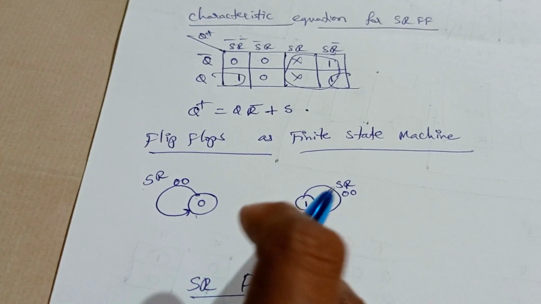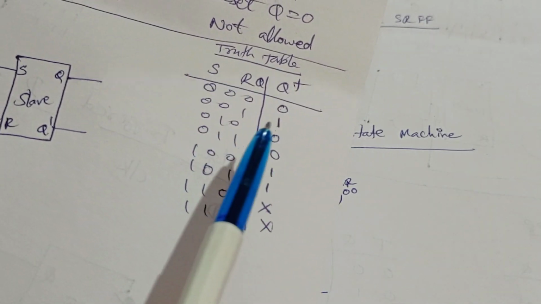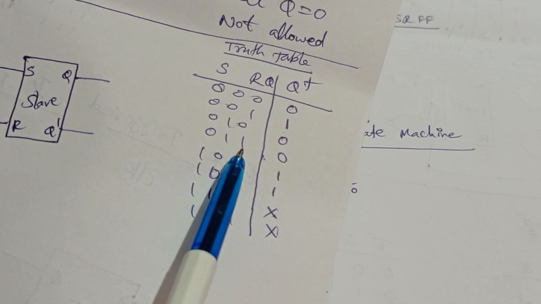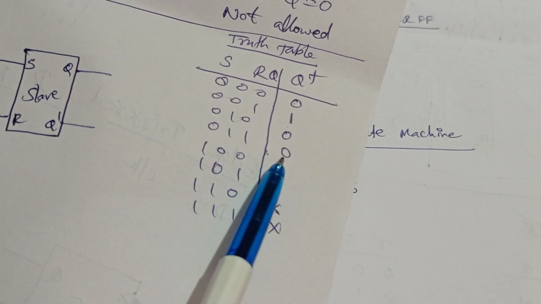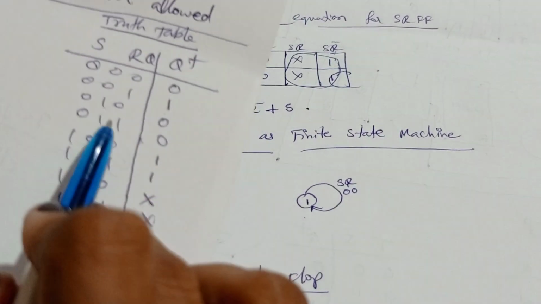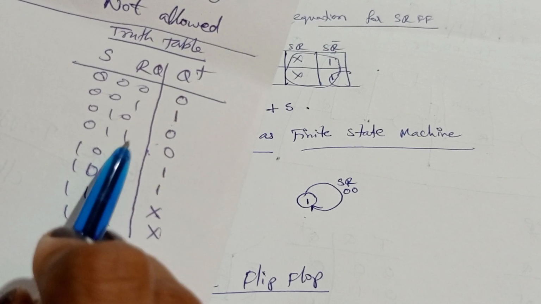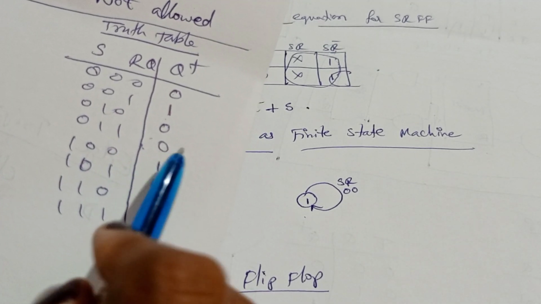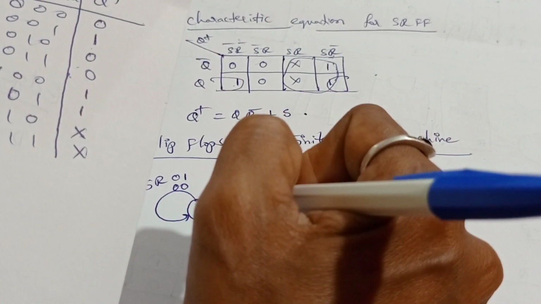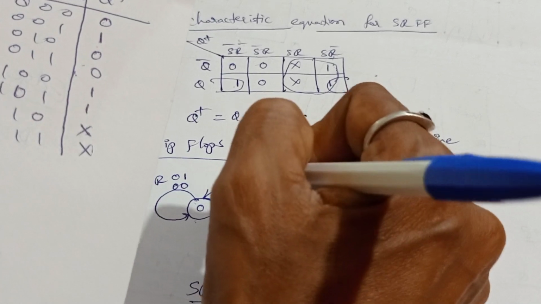Next, considering S is equal to 0, R is equal to 1, that is present state 0, it is in the same state 0. When Q is 1, it is changing the state to 0. Q is changing the state to 0 when SR is equal to 0 1.